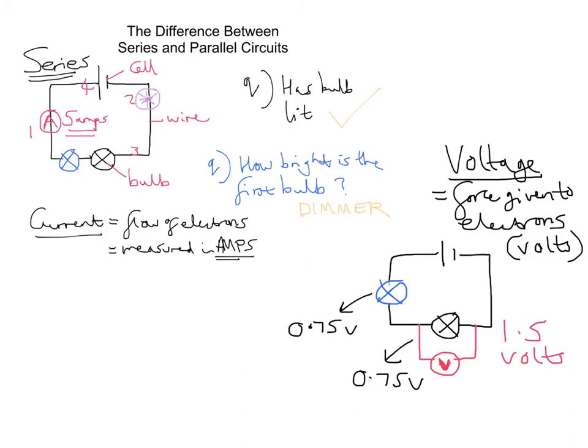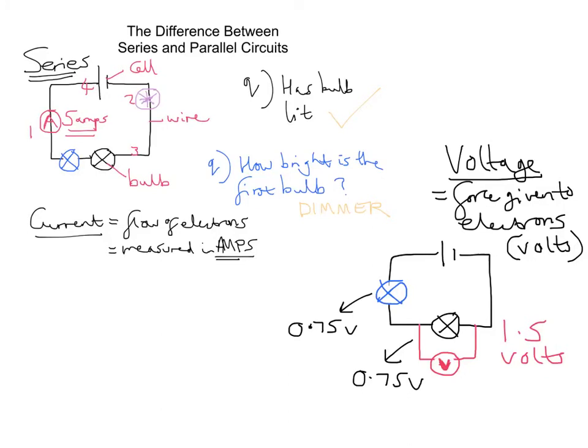So this is one key difference between a series and a parallel circuit. In a series circuit, and we're coming on to parallel, but in a series circuit, the current is the same all the way around, but the voltage is divided equally between all of the bulbs, all of the components.